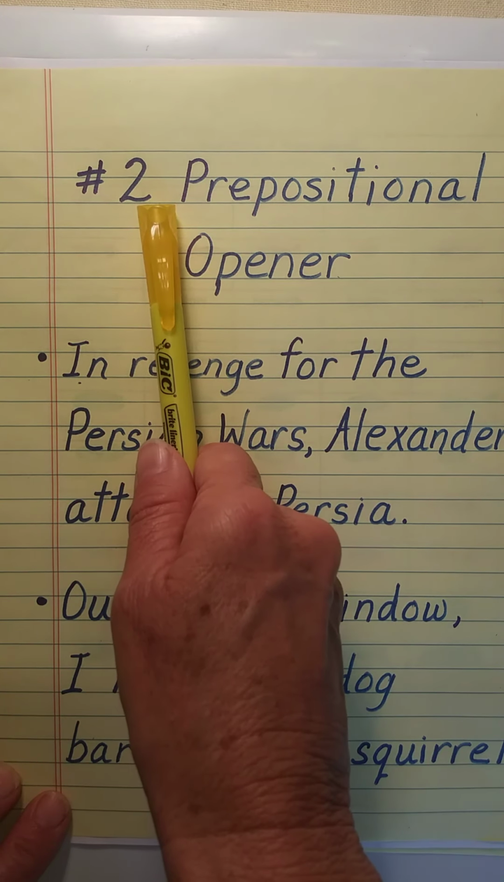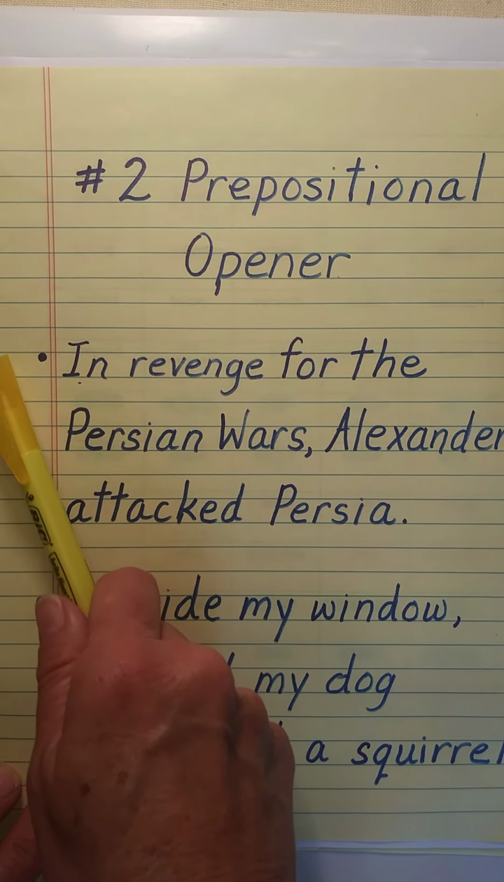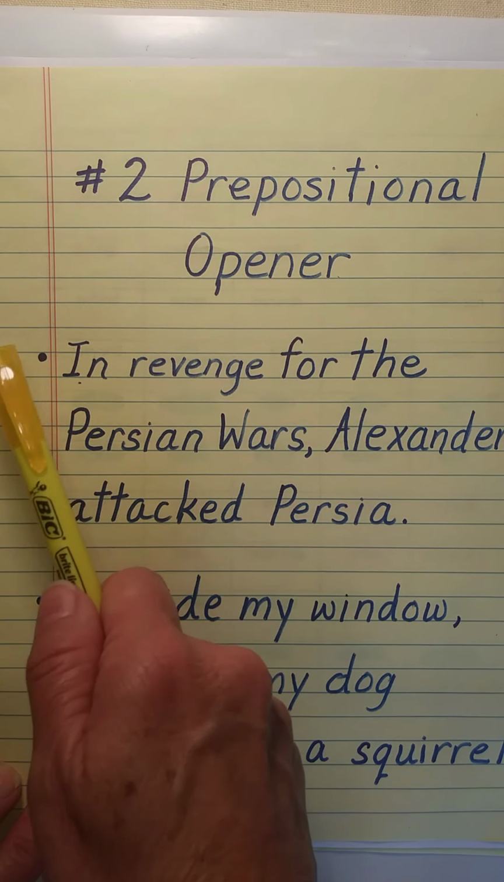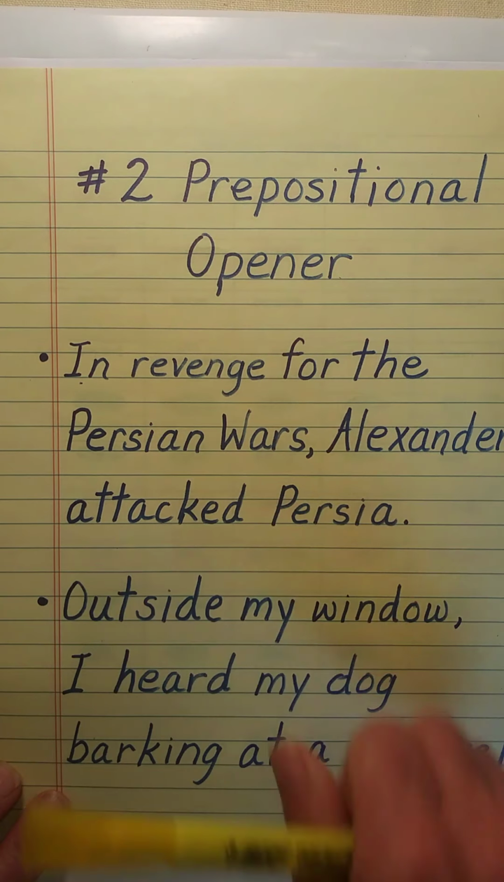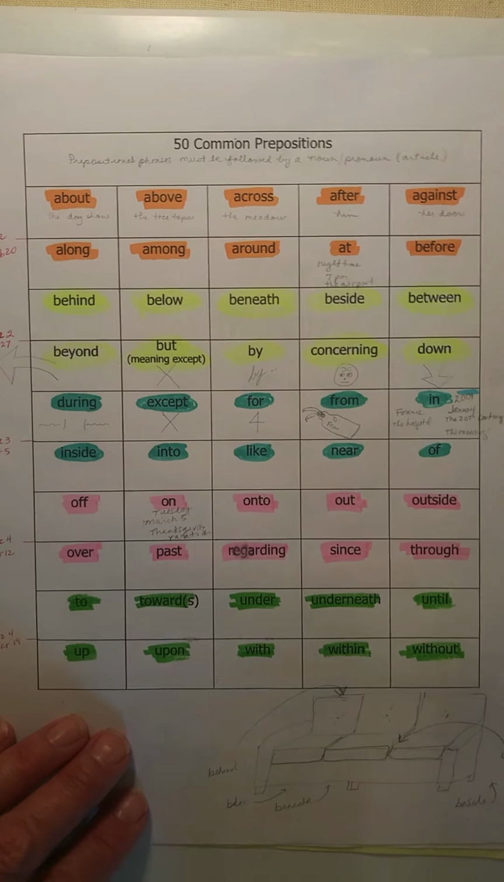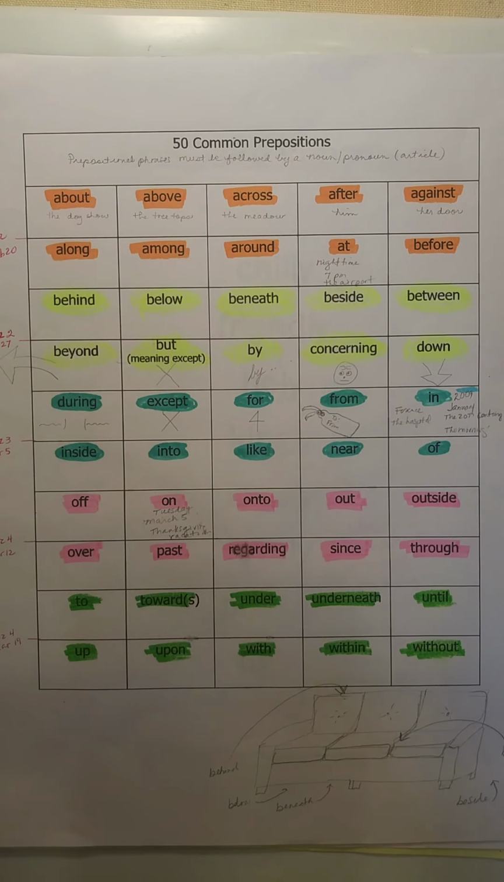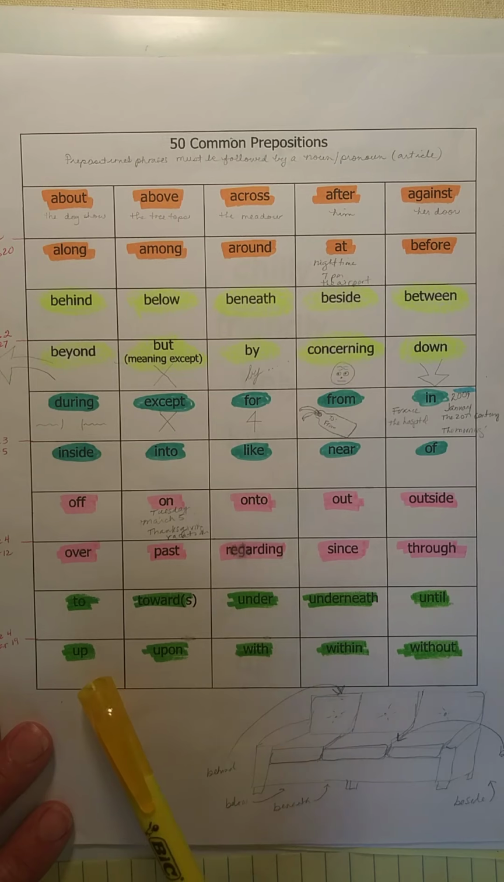So when you're writing your rough draft, I want you to label your prepositional opener with a number 2 out on the margin so that I can see that that is your prepositional opener. Now, what is a preposition? Well, here's a list of prepositions that if you take my class next year, we will be memorizing this list. All right, there's 50 of them.